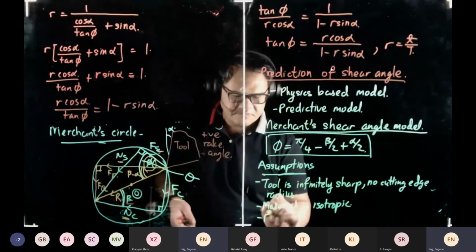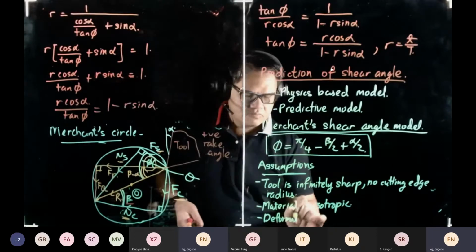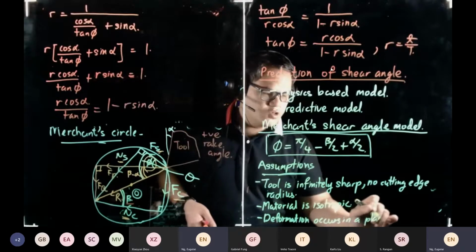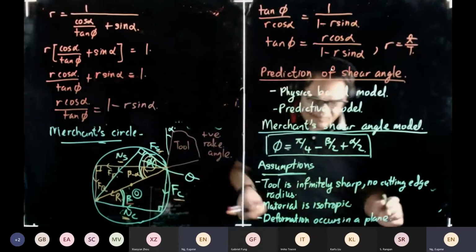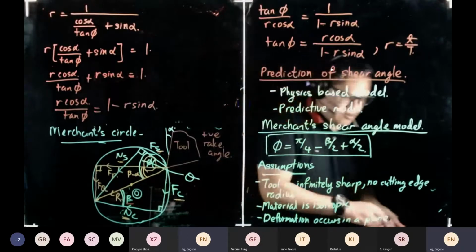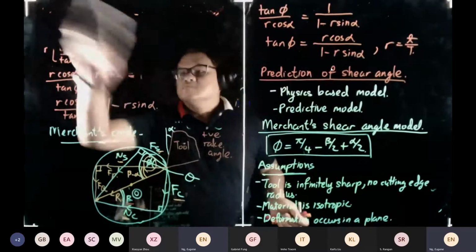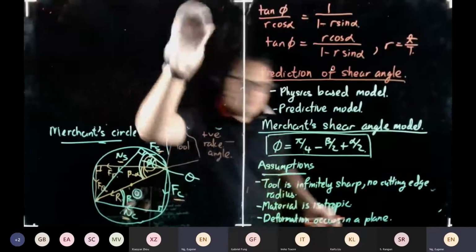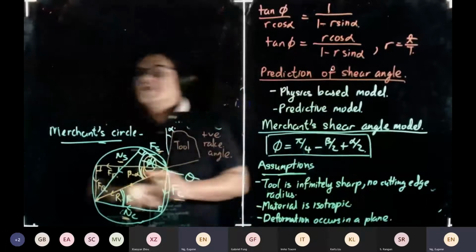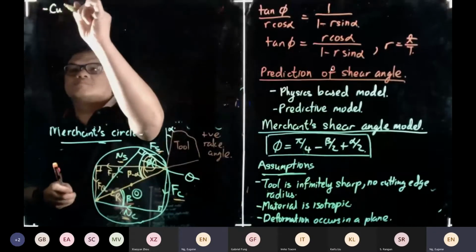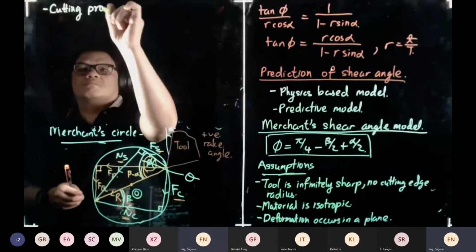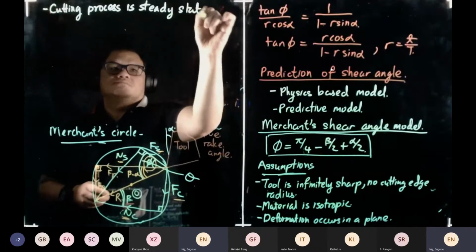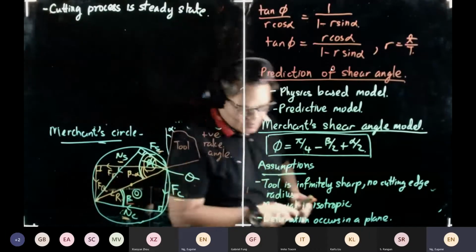So deformation occurs in a plane. He did not call it a zone. It's in a plane. And the assumption that he made is that the cutting process is steady state. This is what he assumed.